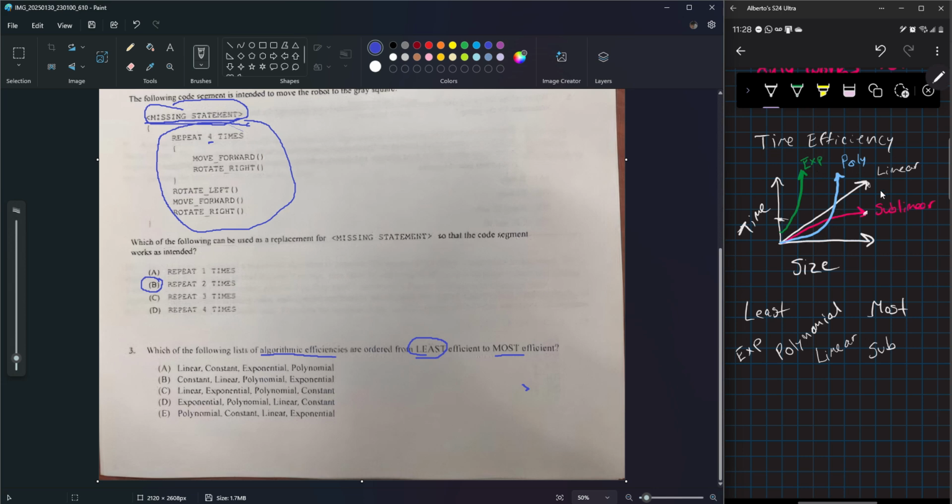So whenever you think of time efficiency, remember this graph. And we drew it out before I left. You have it in the paper, so make sure you go on the box and look at the paper. If not, it's right here. This is what you should remember when you see time efficiency. And then the order: linear, polynomial, exponential. In this case, they want least efficient, so the least efficient is exponential. And that's the only one, literally.